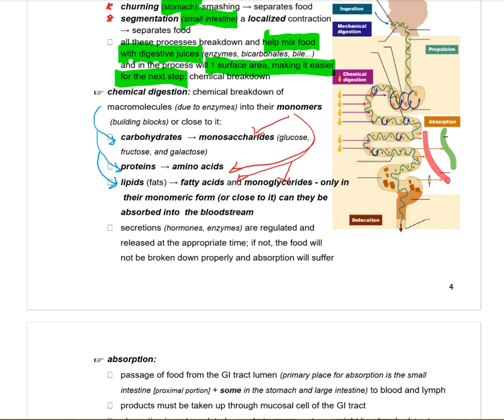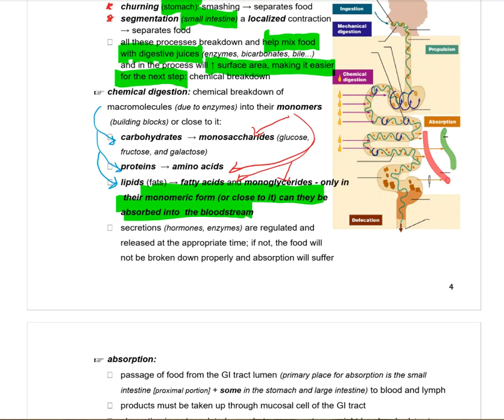That's what we want to get eventually. And so we're going to use chemicals, mostly enzymes, to go ahead and release. Once we get down to the monomers or very close to it, we can absorb them into the bloodstream. We cannot absorb the whole carbohydrates, the whole proteins, the whole fats into our blood. We have to break them down into their monomer subunits.